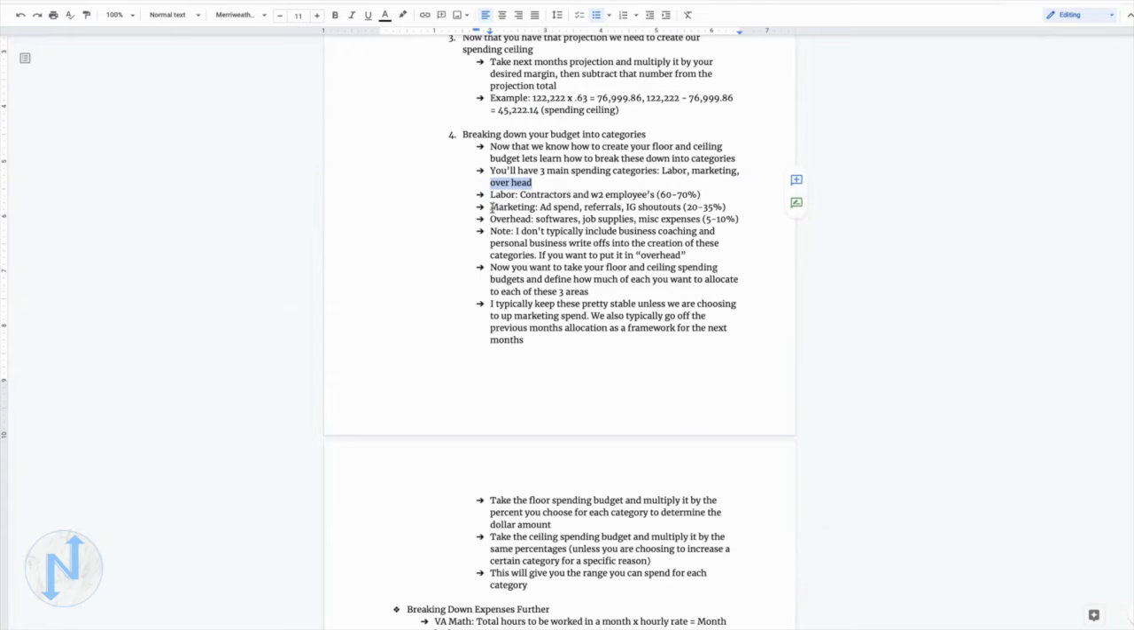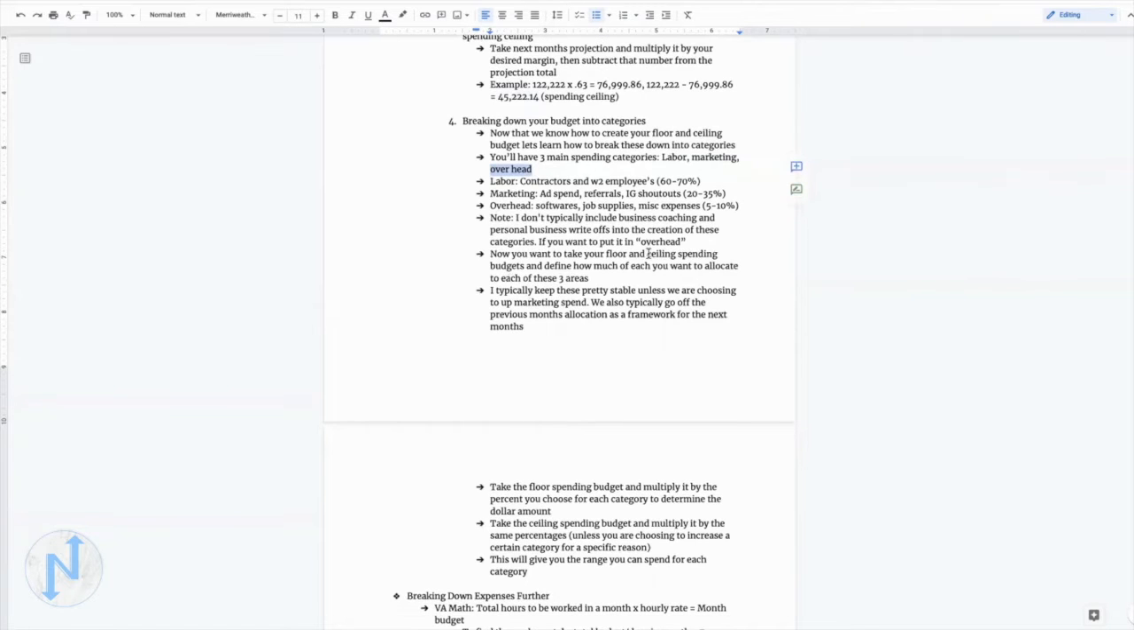Okay. So marketing is defined by ad spend, referrals, IG shout outs, anything that you're paying for attention, paying for awareness. That's 20 to 35% typically of your overall budget. Then you have overhead, right? So software, job supplies, miscellaneous expenses. Usually this makes up about 5 to 10% of your expenses.